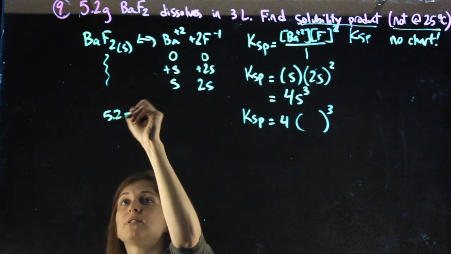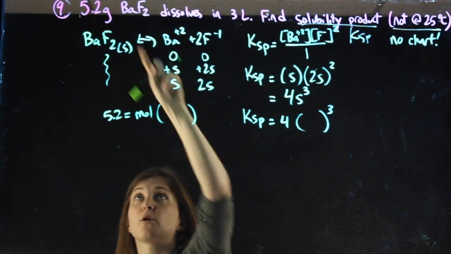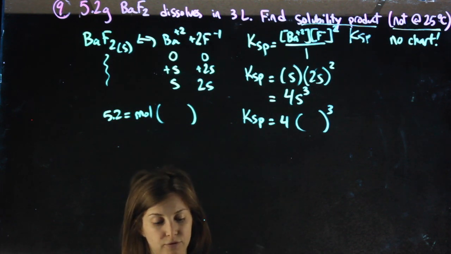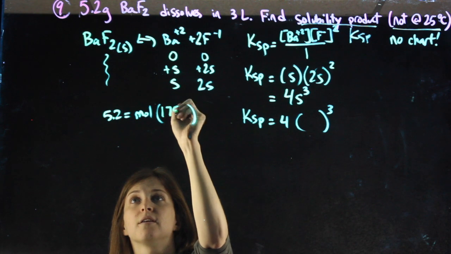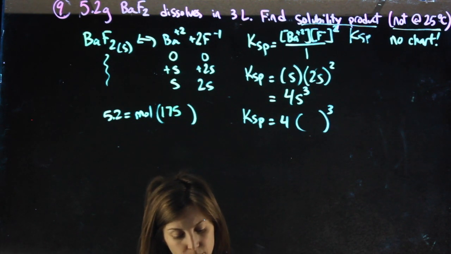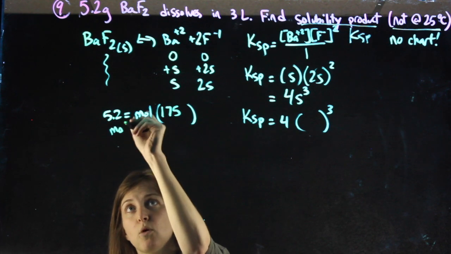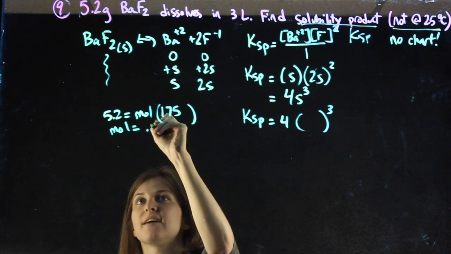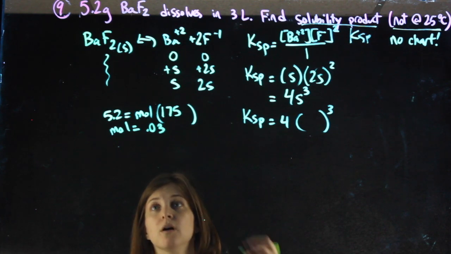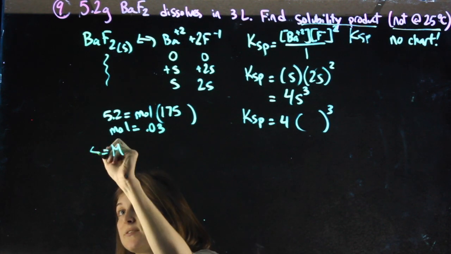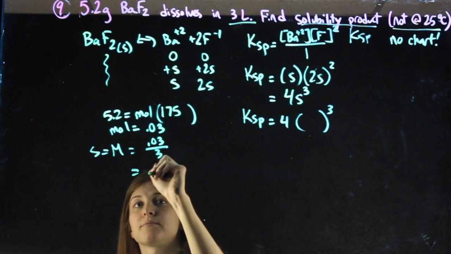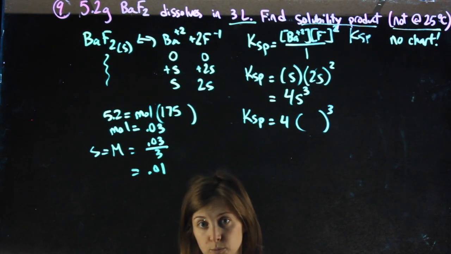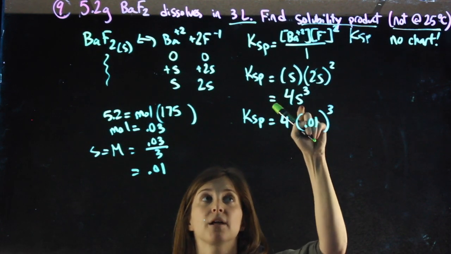So 5.2 grams equals moles times the molecular weight of barium fluoride. So fluorine is 19 times 2, plus barium is 137, so 175. 5.2 divided by 175 gets me moles to be 0.0297, or 0.03. Molarity, which is going to be my S value, is moles divided by liters. So my molarity value is 0.01, therefore my S value is 0.01, and I can plug it in as S.